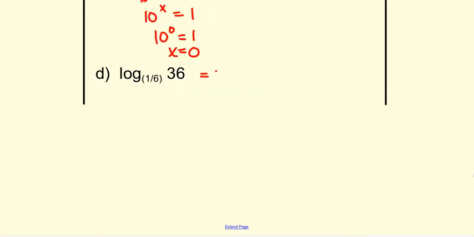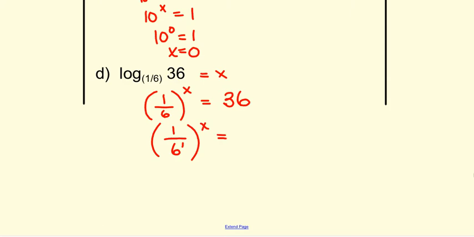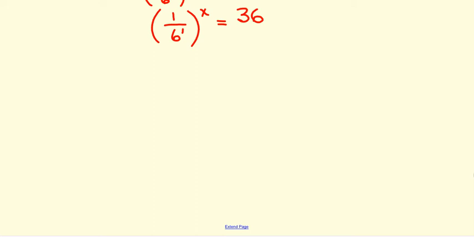Last one, I'll write it as an equation. So I have an exponential of base 1/6 raised to the x power equals 36. Now I'm going to change that 1/6 to 1/6 raised to the 1. Okay. Now, if you remember negative exponents, you can change that to 6 to the -1 power, and then it's still raised to the x power. And I'm going to change this 36 to 6 squared. 6 times 6 is 36.